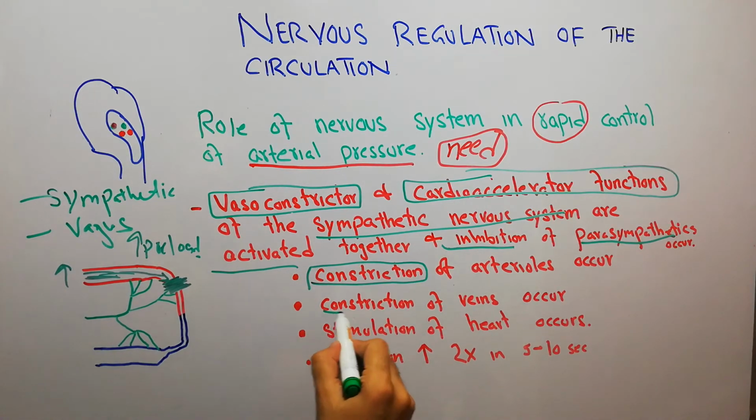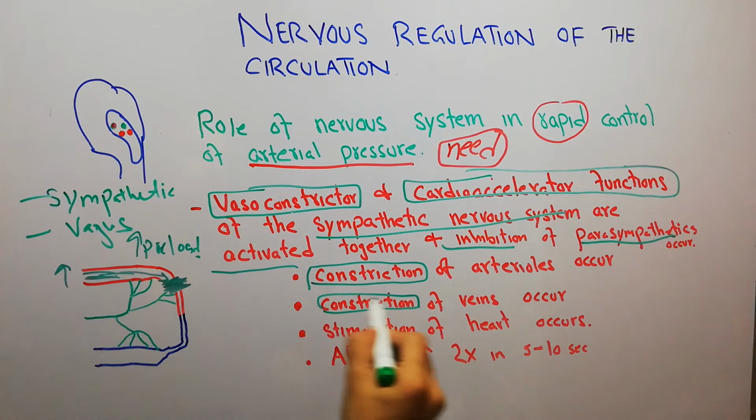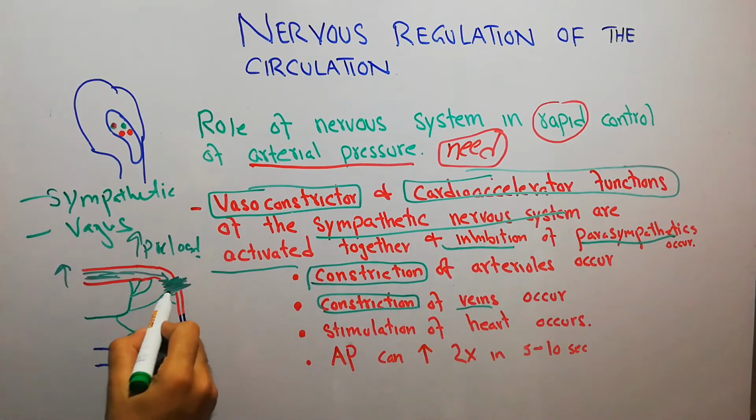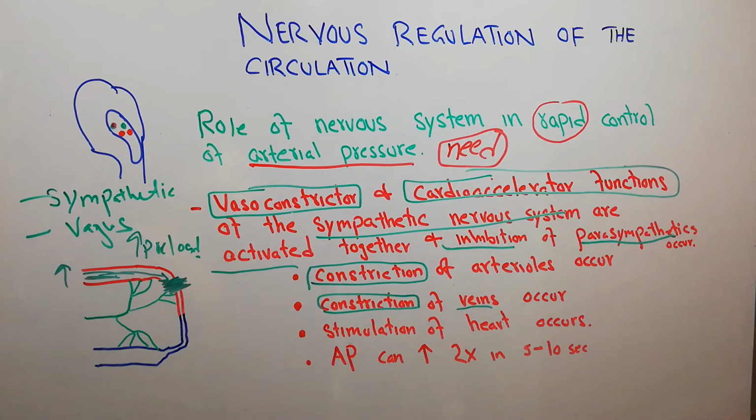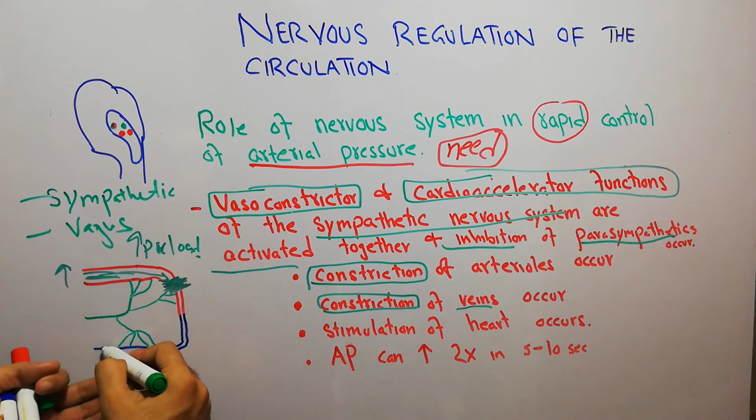Similarly, constriction of the veins occurs. Constriction of the arterioles occurs, and it leads to an increase in the arterial pressure, an increase in the peripheral resistance, and an increase in the preload. And constriction of the veins occurs.